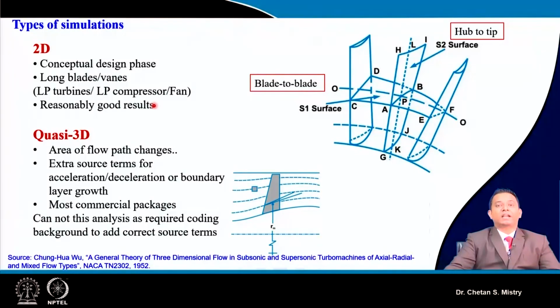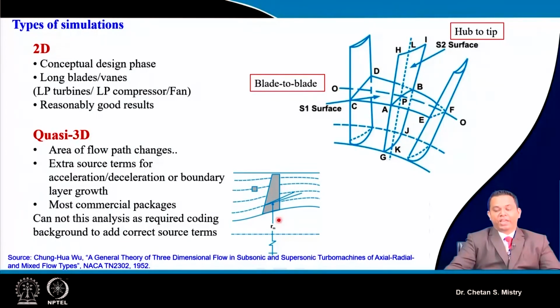Now in order to analyze the full flow field, we need to add an additional source term. That covers the acceleration or deceleration of flow and the growth of boundary layer. All this analysis requires an understanding of coding, and that is the reason why introducing the corrected source term in a commercial package is very challenging. So when we are discussing the flow for an axial flow compressor where the pressure rise per stage is very high, we know this needs to be analyzed in a different way.